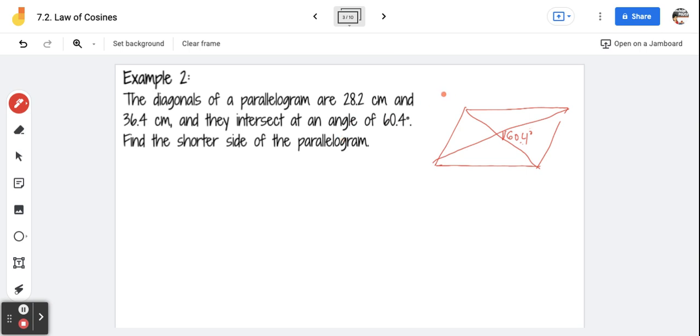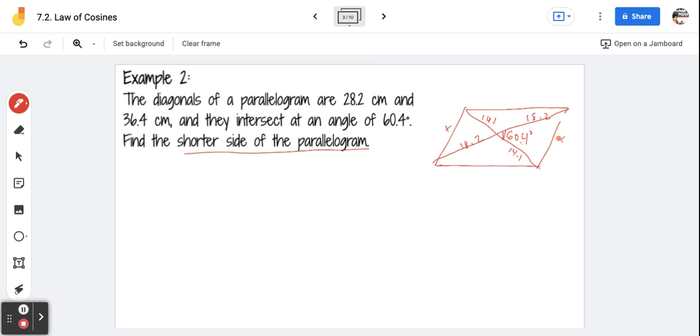Now, one thing we know, if you remember from geometry, if you have a parallelogram, the diagonals bisect each other. So what I know is if this whole diagonal is 28.2, this is 14.1, and this is 14.1. And this is 36.4, this is 18.2, so it splits it in half. This is 18.2. So the task is to find the shorter side of the parallelogram. The shorter side is this side right here, or this side right here, it didn't matter. So let's just focus on the triangle we have.